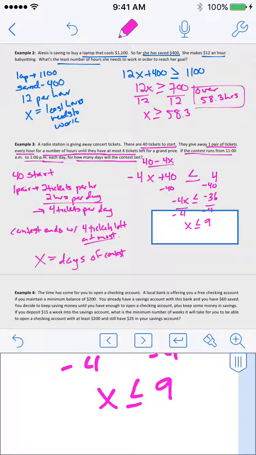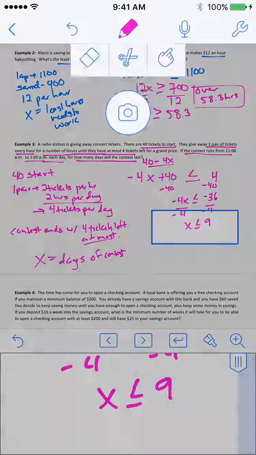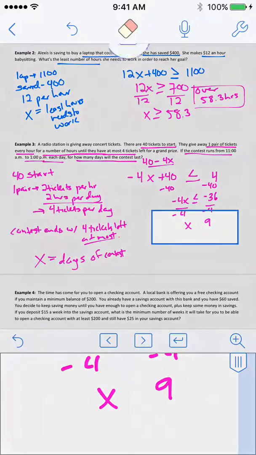That doesn't make any sense. Think about this. If the contest runs for less than 9 days, I'm still going to have too many tickets, right? If it runs too short, I'll have too many tickets. So that sign needs to be changed to a greater than. On the 10th day, the contest will be over, right? On the 5th day, I'll still have too many tickets. So that's why I had to switch it, right? So it looks like your inequalities validate that rule where you have to switch it. Makes sense when you think about it in the context of the problem.